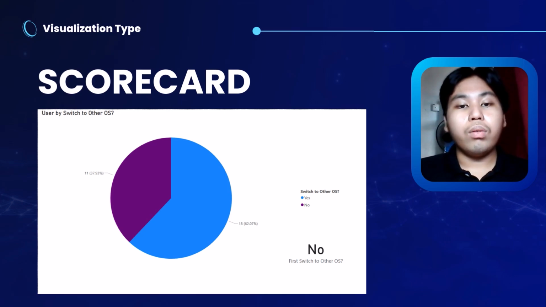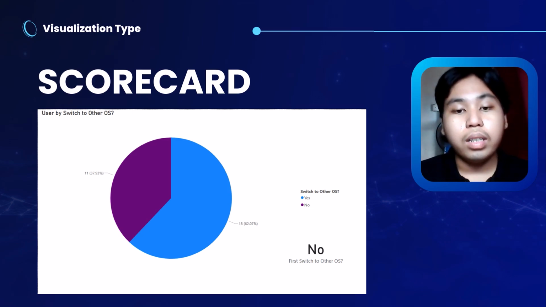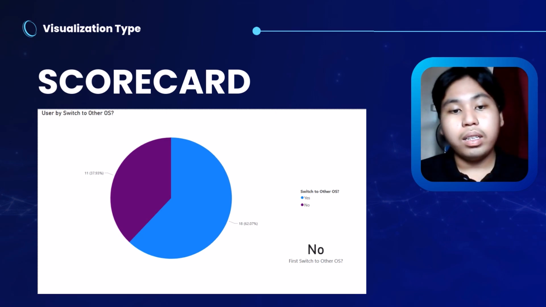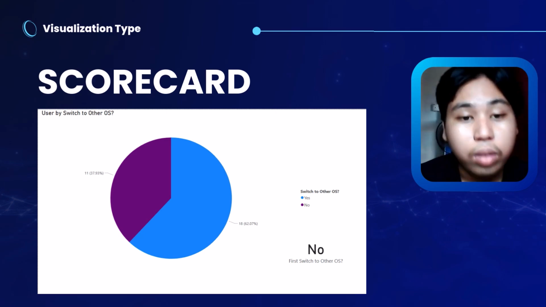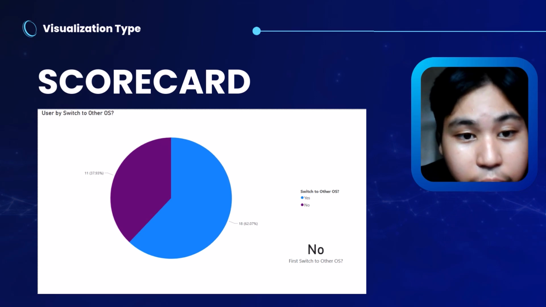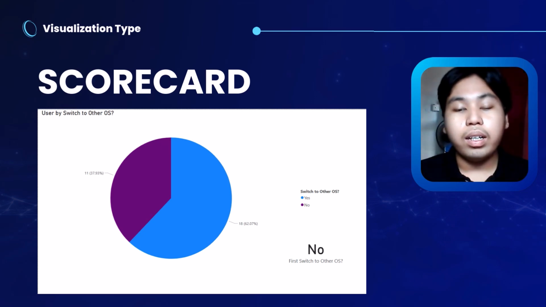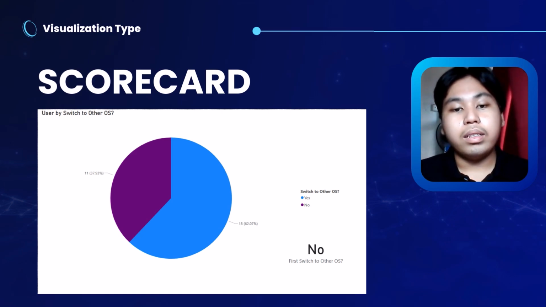We asked users about switching from Android to iOS. Most people agree to switch from Android to iOS. As you can see, people who want to switch to iOS are 62%, higher than no, which is only 37.93%. So the scorecard shows that no is lower than yes.